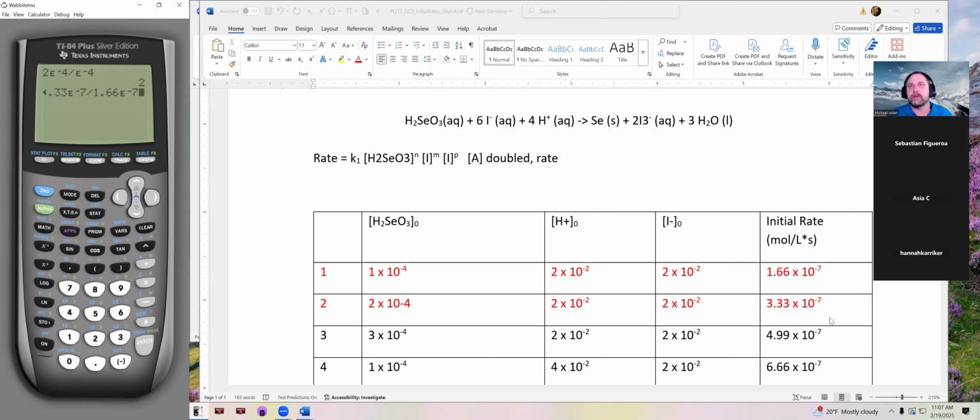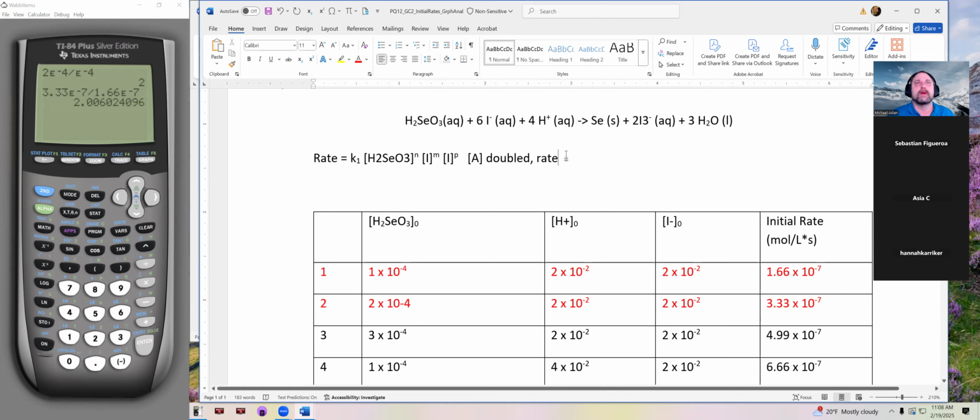So I'm going to take the 3.3 times 10 to the minus 7 and divide it by 1.66 times 10 to the minus 7. And that's close enough to 2. And so I'm going to say the rate doubled. And so n would be my order of the first reactant, and it is first order. When I double it, it doubled. I probably could have gone on and checked.